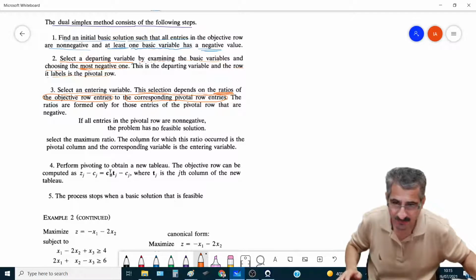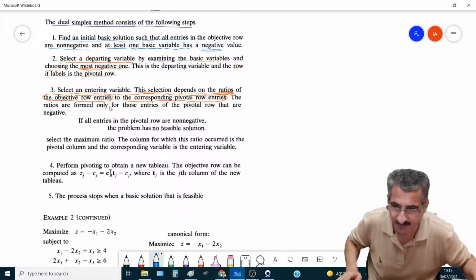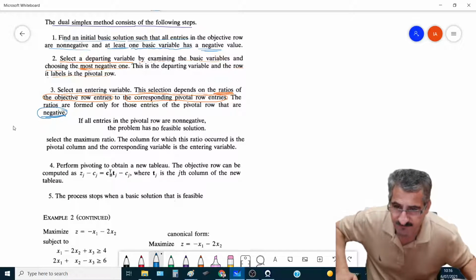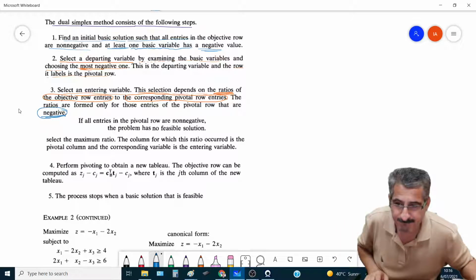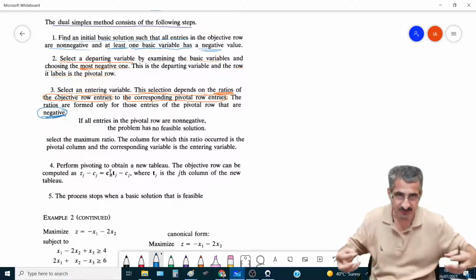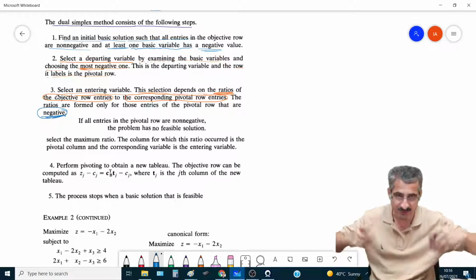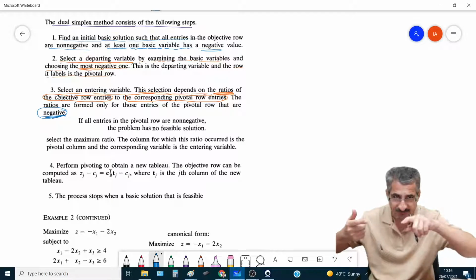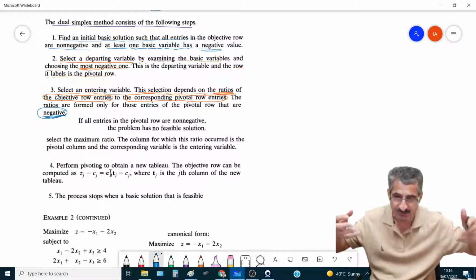Now the ratios here are formed only by those entries of the pivotal row that are negative. So we said take the entries in the objective row and make the ratios, but do these ratios only for the negative entries in the departing row.